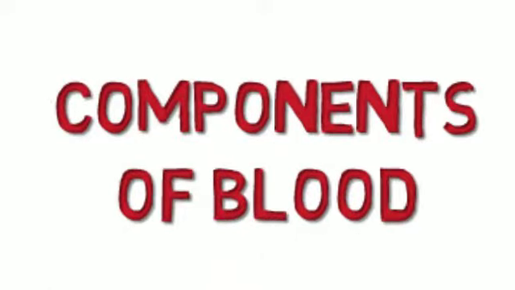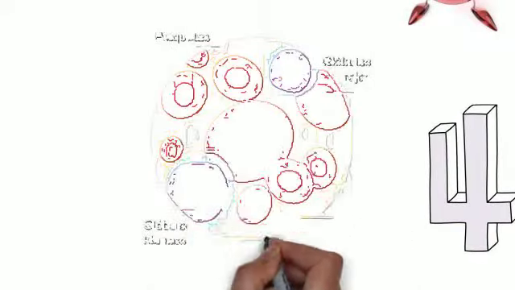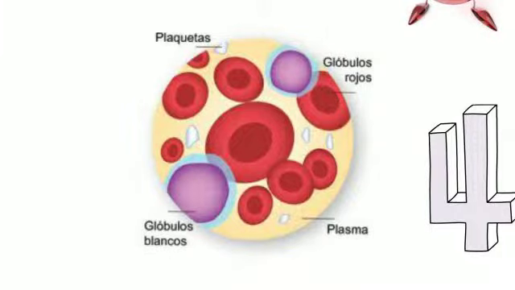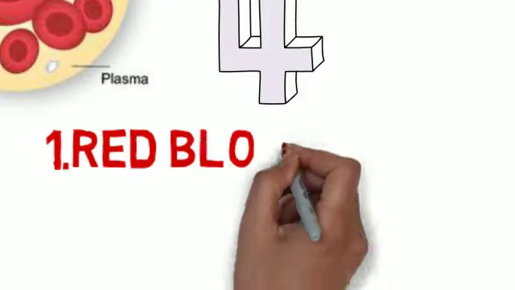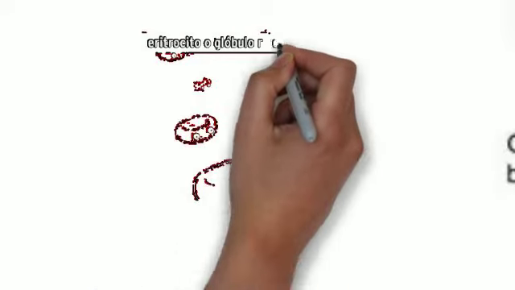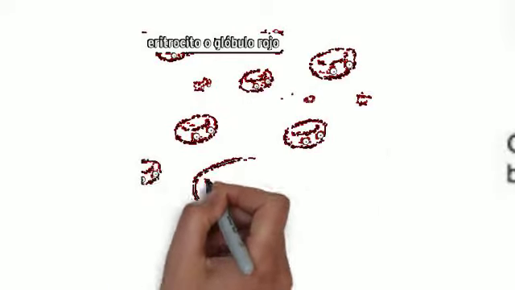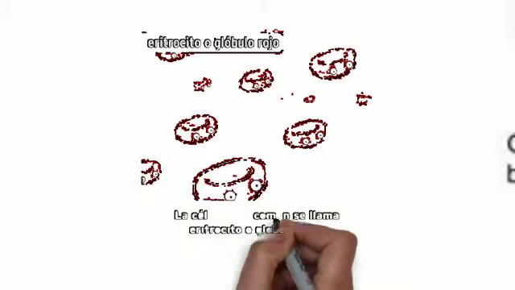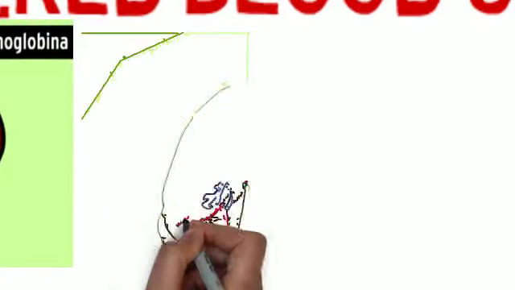The components of blood are four: red cells, white cells, platelets or thrombocytes, and plasma. Number 1. Red blood cells, called RBCs or erythrocytes, are the most numerous cells in the blood. They have a protein called hemoglobin, which gives them their color. Operation: they are responsible for transporting oxygen from the lungs to the rest of the body.